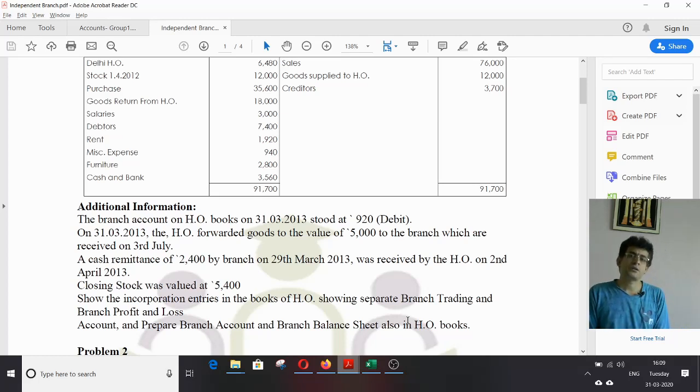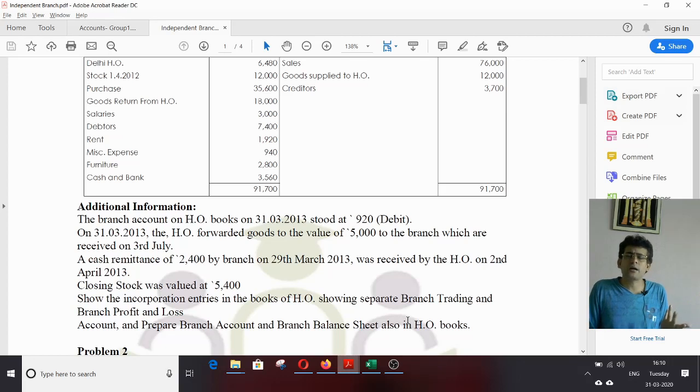So first, what do I have to do? I have to first of all make the balances equal. Then only I have to proceed for consolidation. Without making the balances equal, I should not proceed for consolidation. Why? Because in the branch office books, the head office account is showing a balance of 6,480, and the head office books are showing a branch account balance of 920.